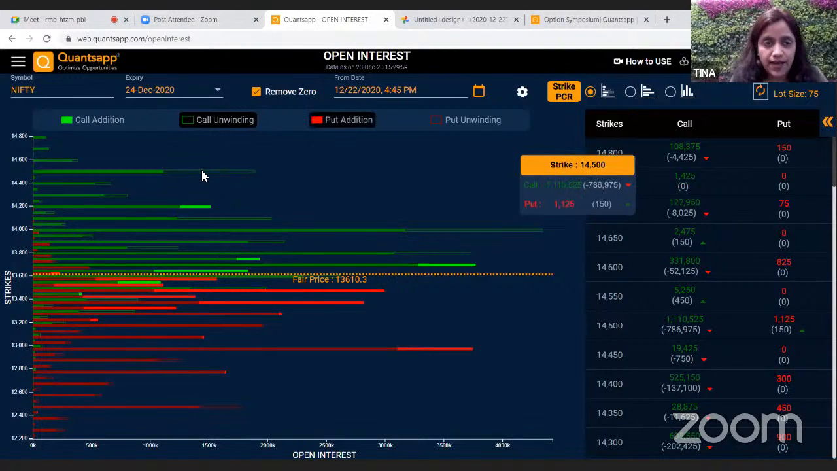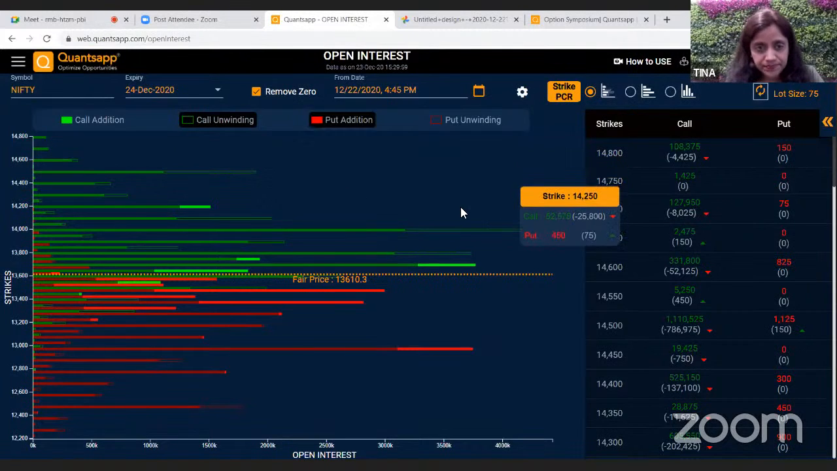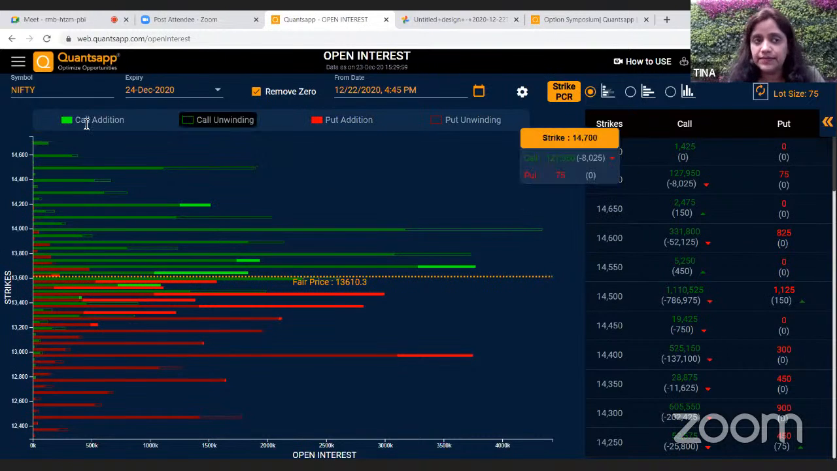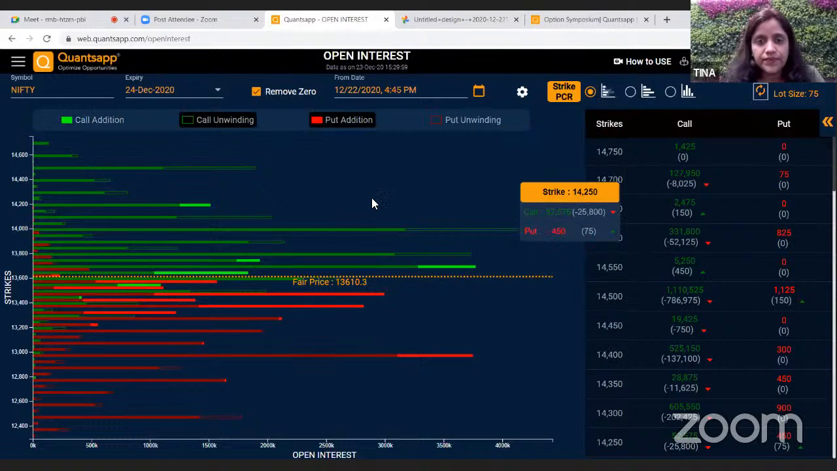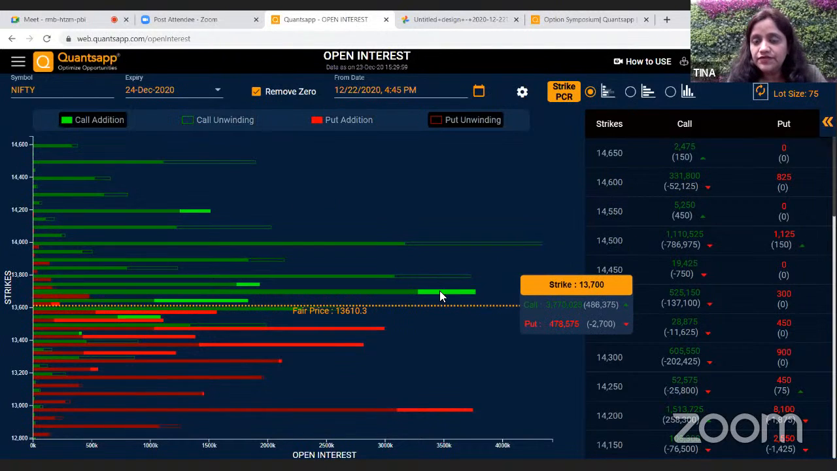If you look at the bars, the green is for the calls and the red is for the puts, so the color code becomes very important. Now you can zoom in, zoom out. The upper functionality remains the same: you enter the symbol, you enter the expiry, and the graph gets populated. So this is Nifty. The dark green shows how much OI is added in the call strike. If it's positive, it shows how the call has been added.